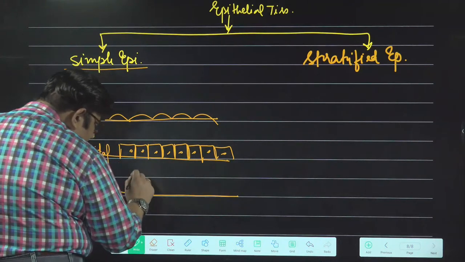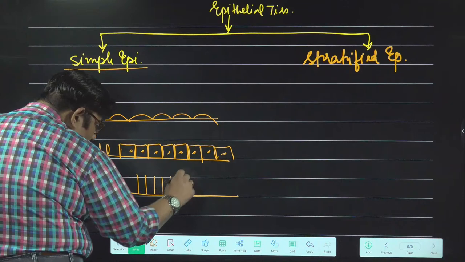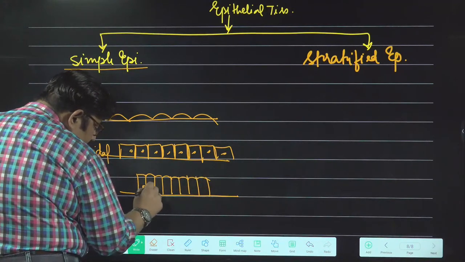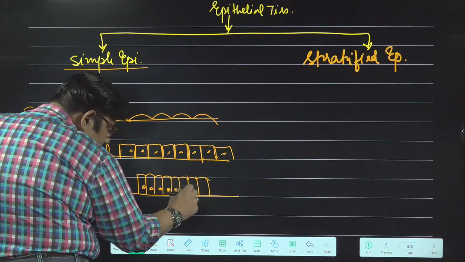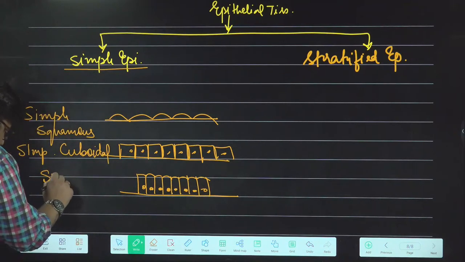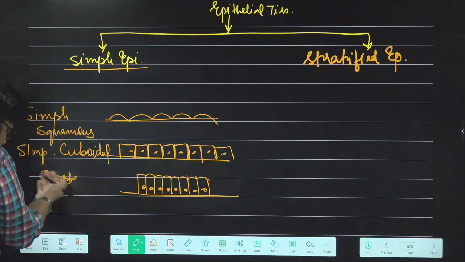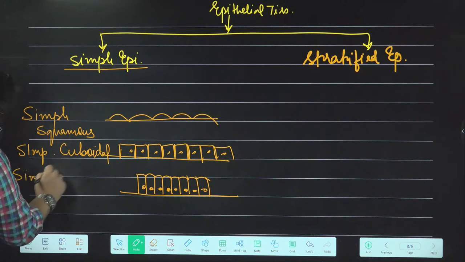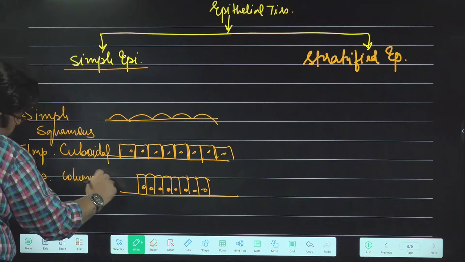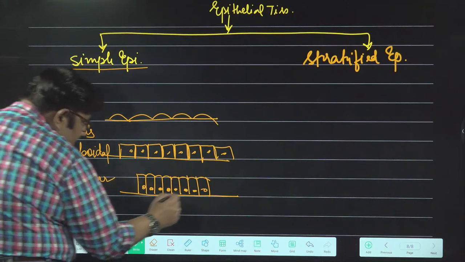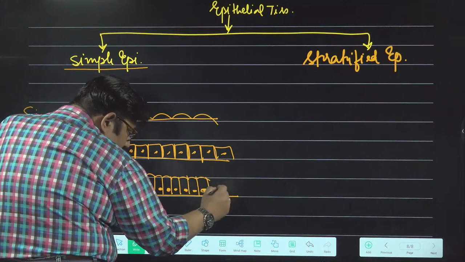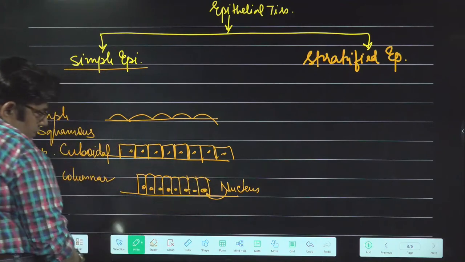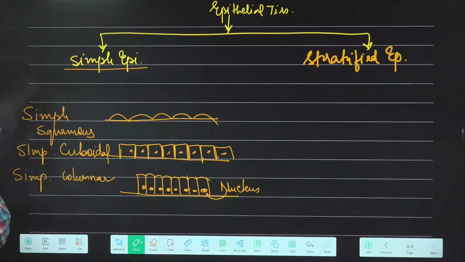The cells can be tall, pillar-like, or column-like, okay? Column-like, and this is known as simple columnar. Tall column-like cells, I can call it simple columnar epithelium. Simple columnar epithelium has a basal nucleus, towards the base, as this is a characteristic of the simple columnar, okay?